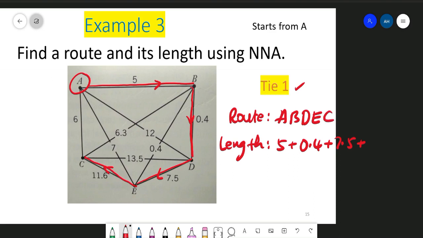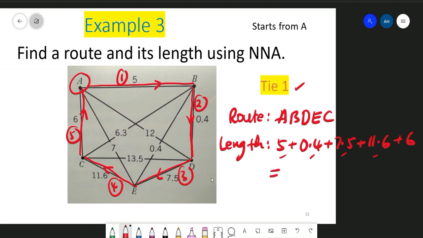So we have to go to C, and the distance is 11.6. And then from C we have to go back to A. Okay, let's number the path 1. We have 2 there. We have 3 here. We have 4 there. And we have path number 5 over there. All right. So we have 5, we have 0.4, we have 7.5, we have 11.6, and we have to add that value that is equal to 6.